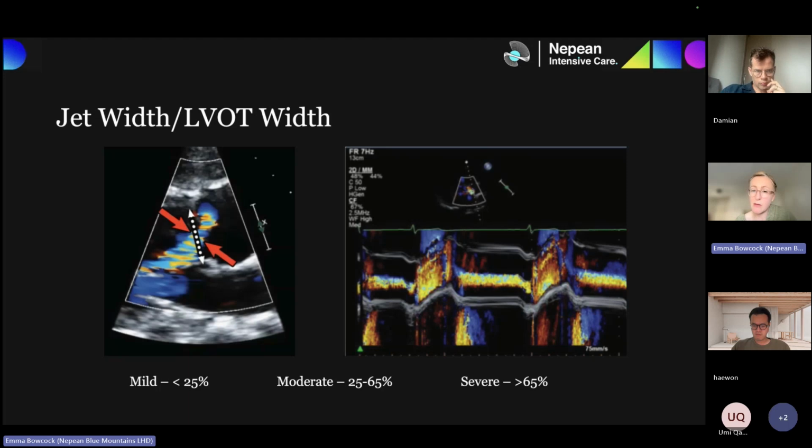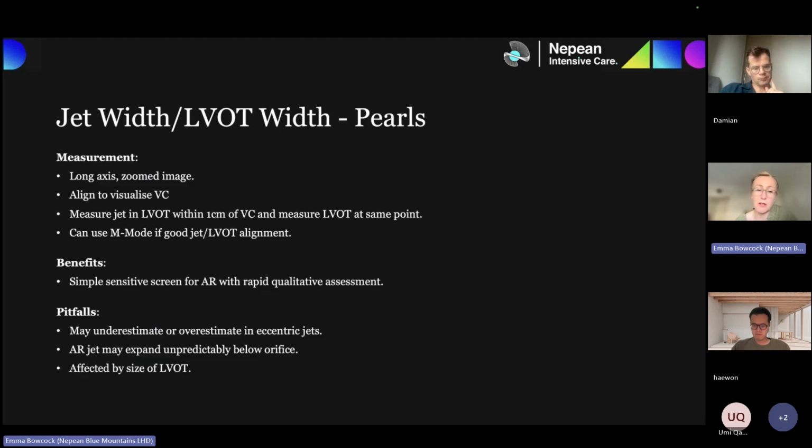Again, all these measurements have caveats, right? The main pitfalls are that in central jets, you might actually overestimate severity, and in eccentric jets, you might underestimate severity. As I said, that AR jet does unpredictably expand below in your LVOT. So it doesn't always mean that you've got severe if you have it over 65%, but to be honest, generally you do. And if you've got someone with a really big LVOT, that's going to impact the percentage values. So you just need to have a bit of common sense with that too.